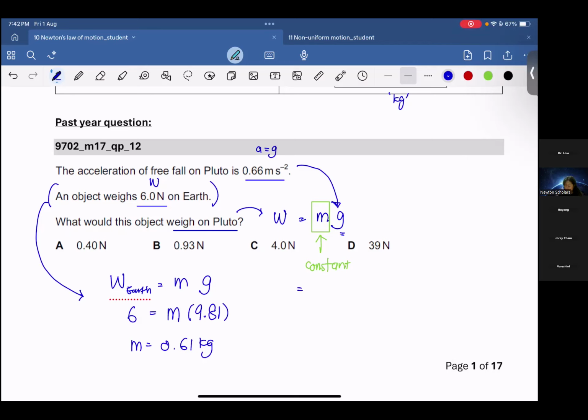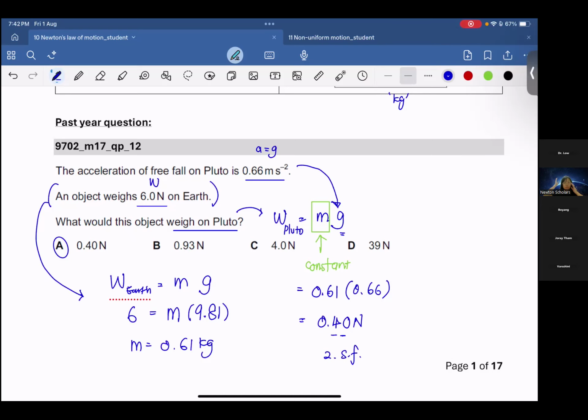Okay, we can substitute it here: 0.61 times the Pluto. This is Pluto weight, so 0.66. So your answer here should be 0.40 Newton. Answer will be A. Okay, so can you see that it is two significant figures? Two significant figures. Okay, then we go to your page number 2.